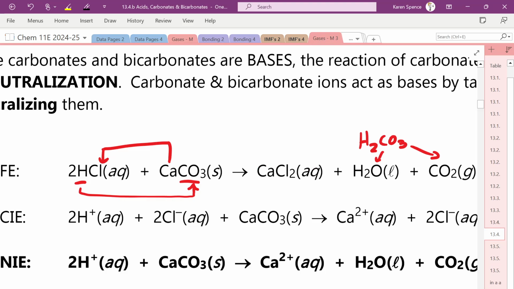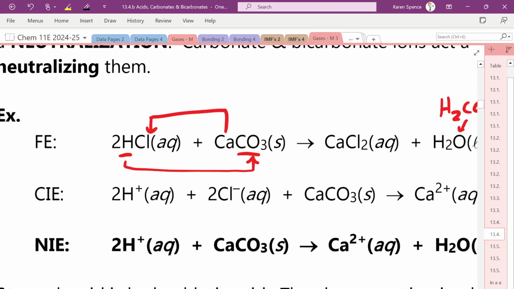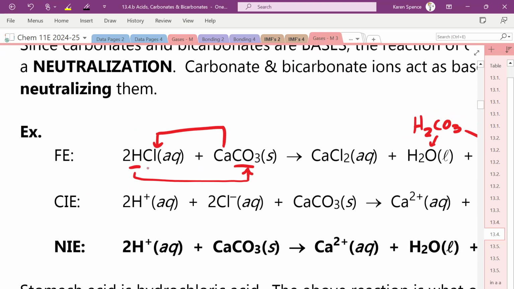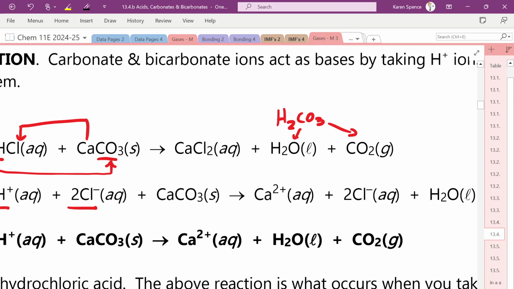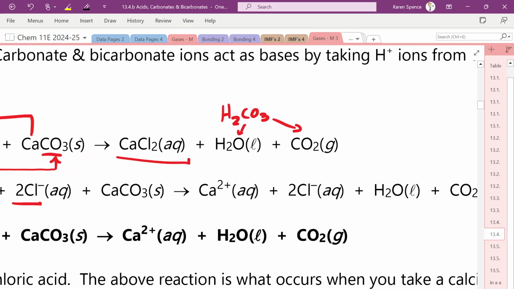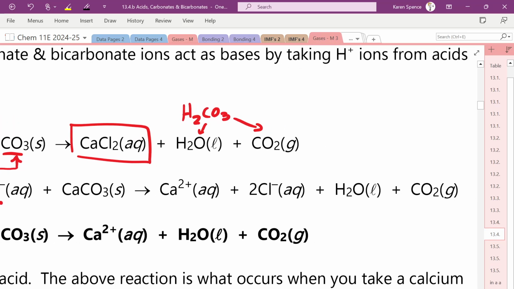Now, if we do our complete ionic equation for that, do you guys remember complete ionic equations? Yeah, okay, so hydrochloric acid will split apart because it is an acid and it is aqueous. So we get 2H plus and 2Cl minus. Is this ringing bells? Good. And we have our solid, CaCO3. And then our calcium chloride is soluble. So we end up with Ca and 2Cl minus and the H2O and the CO2.